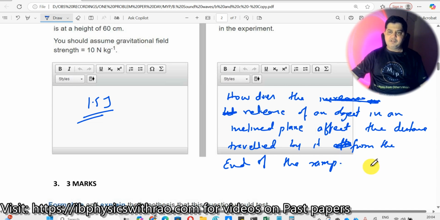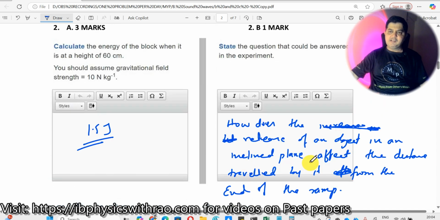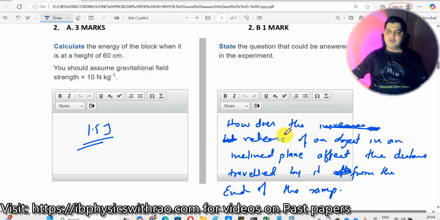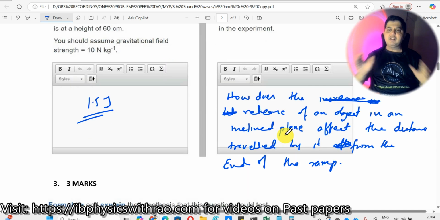Now, what does it tell you? Whenever we ask a question like this, we don't need your reasoning, because it's only for 1 mark. What you need is to connect your independent variable and your dependent variable, and it should be an open-ended question.